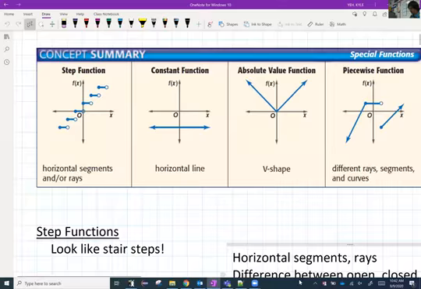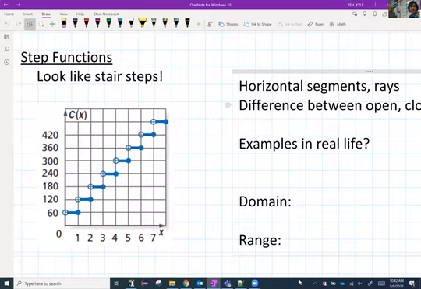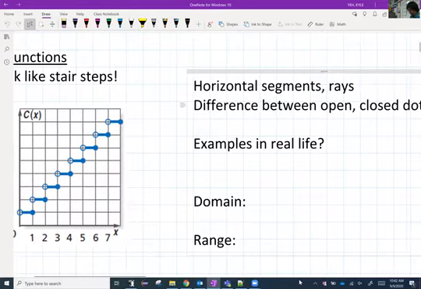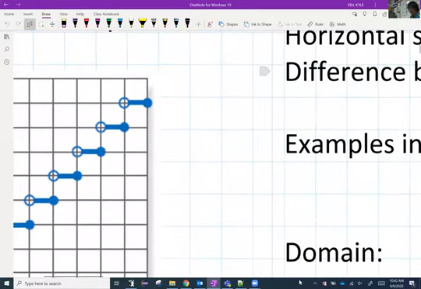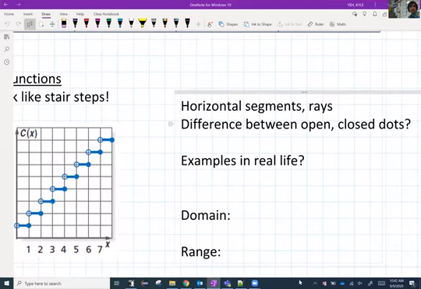So we're going to start with step functions. As we mentioned earlier, they just look like stair steps. They have open dots and closed dots if you look carefully at that graph. Just reminding you the difference between open dots and closed dots: open dots mean we do not include that value as part of our solution, and a closed dot means, yes, we do want to mark that value.